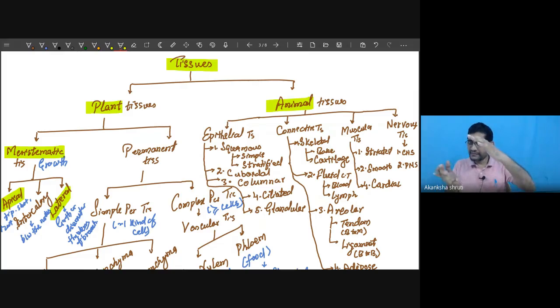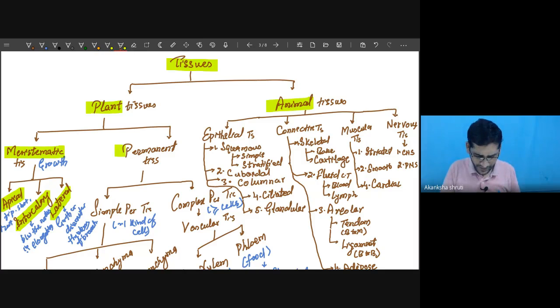For the elongation, means increasing the length, that is elongation, intercalary is responsible. And for growing new shoots or new leaves, apical tissue is responsible. Okay, student? So this way, growing tissues are of three kinds.